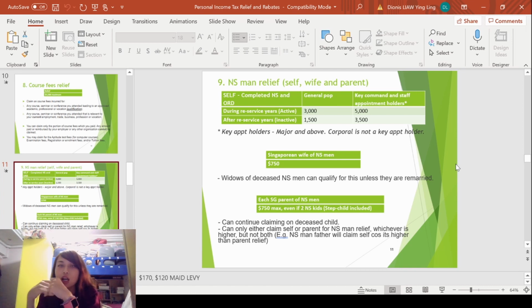So for this NS-Man relief, you can either claim for self, wife, or parent. You cannot claim for all 3. So you will always claim the highest lah. For example, if you are NS man yourself, you always claim your own NS man relief because it's the highest. Then if you are a wife and you are a mother, it's the same lah. Whether you are a wife or mother, it's also 750.